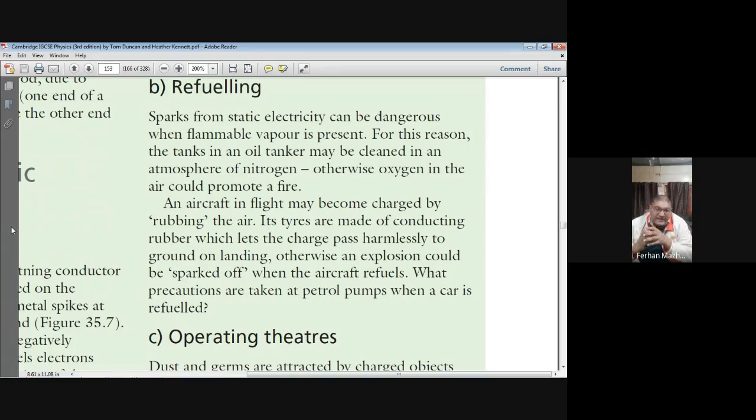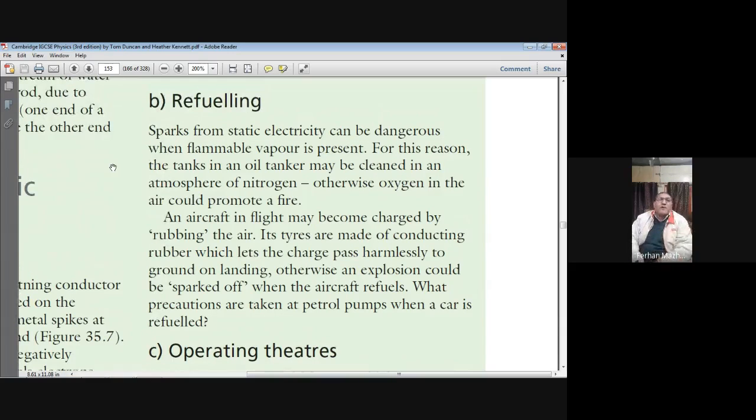The reason is that this thing comes in paper also, and you have to write these things. So I can read from the book also: the refueling sparks from the static electricity can be dangerous when flammable vapor is present. For this reason, the tanks in an oil tanker may be cleaned in an atmosphere of nitrogen. Otherwise, oxygen in the air could promote a fire.